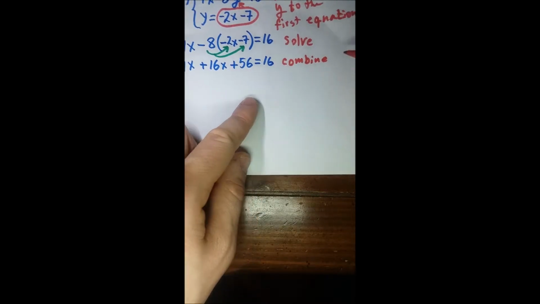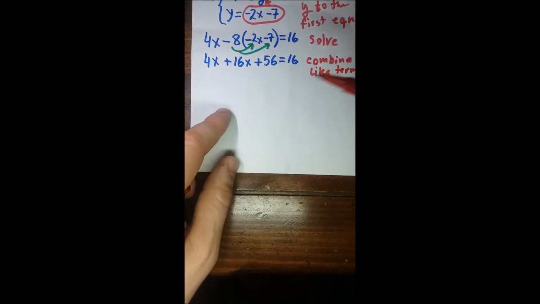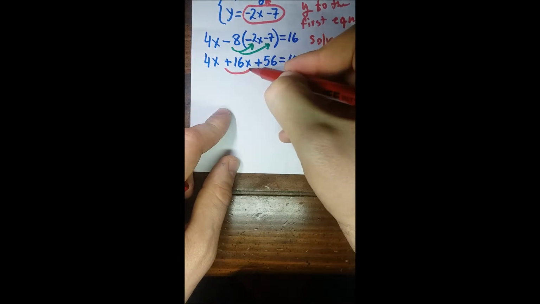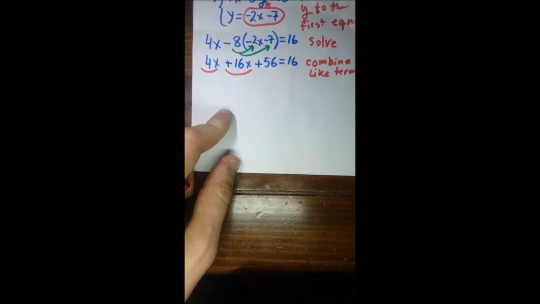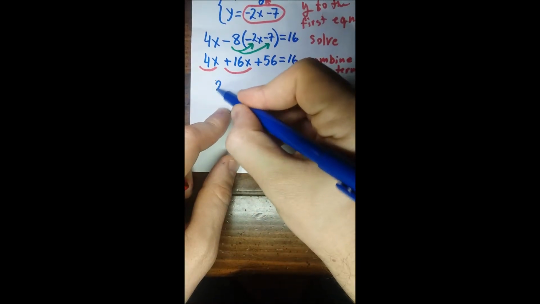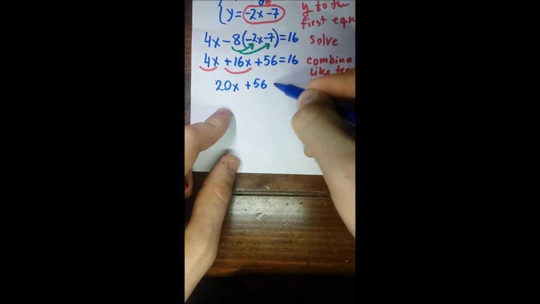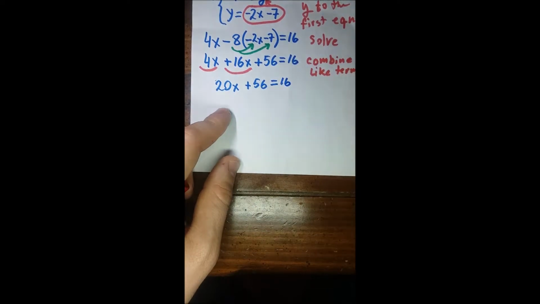Now, in this case, I need to combine, guess what? You're right. Like terms. We're combining like terms. In this case, like terms are 4x and positive 16x. So 4x plus 16x is 20x plus 56 equals 16.